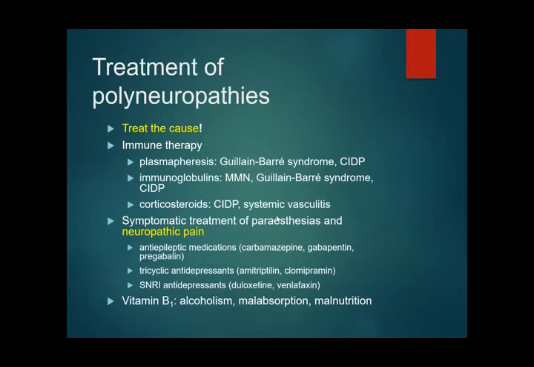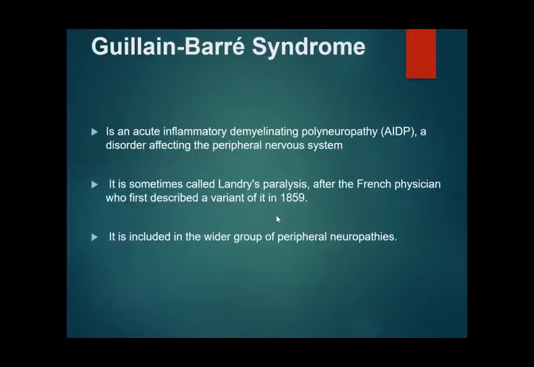Now coming to Guillain-Barré Syndrome or GBS, it is an acute inflammatory demyelinating polyneuropathy, a disorder affecting the peripheral nervous system. It is sometimes called Landry's paralysis because he was a French physician who first described a variant of it in 1859, and it is included in the wider group of peripheral neuropathies. Now, one thing has to be clear, it's not necessarily demyelinating polyneuropathy. Mostly it is demyelinating, but it can be axonal, and there are multiple variants of it.